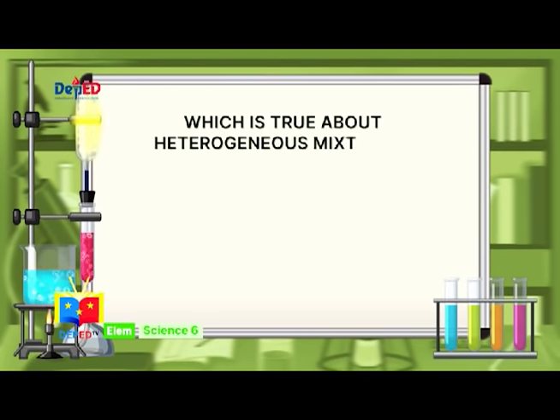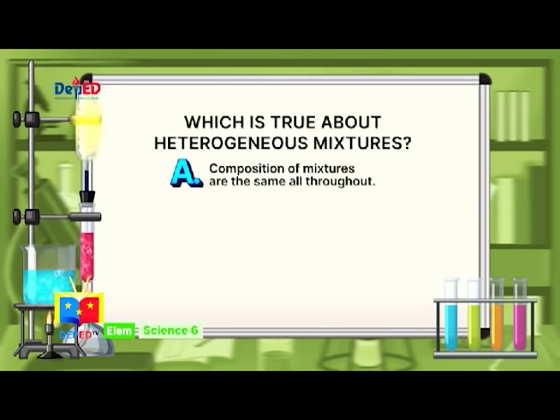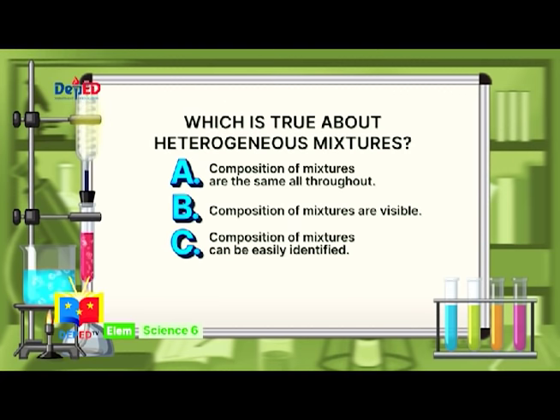Question number 5. Which is true about heterogeneous mixtures? A. Composition of mixtures are the same all throughout. B. Composition of mixtures are visible. C. Composition of mixtures can be easily identified. Or D. Both B and C. If you answered letter D for both B and C, then you are correct.